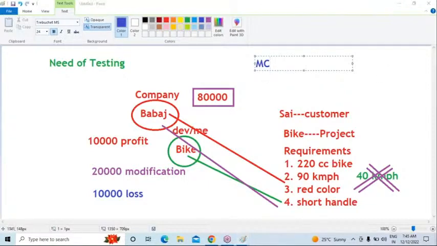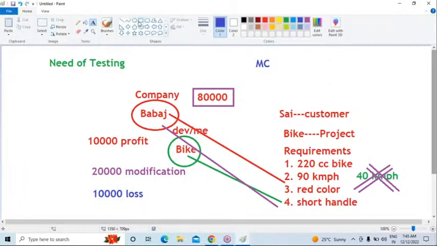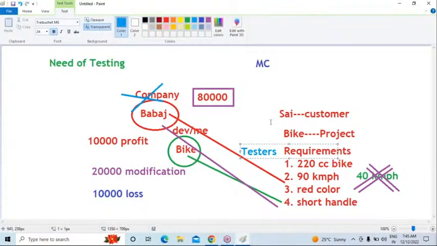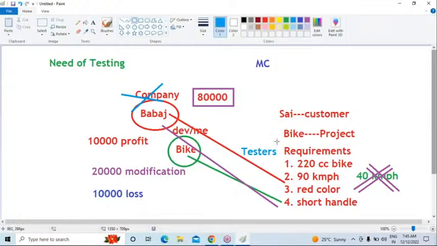If a company is going to lose that much money, will they run the business? They won't run the business. Definitely, they will shut down the business. If you are getting a loss like that, in order to overcome this situation, the company people recruit testers. Now the tester performs testing on the bike before it is delivered to the end user or customer, to check whether it is meeting all the requirements or not. So this is the situation where testing comes into the picture.